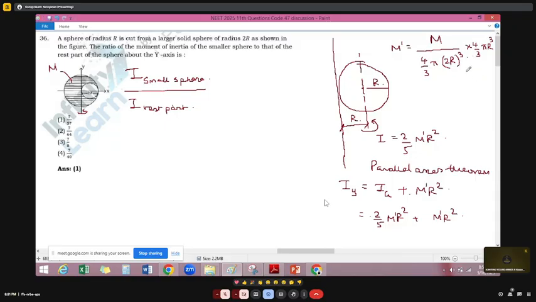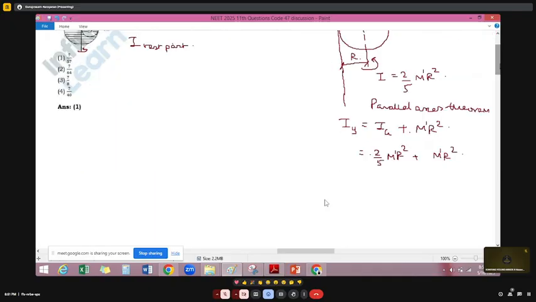Okay, so get rid of all the unwanted things. 4 by 3 pi r cube will get cancelled out. What is left is only 2 by 2 power 3, which is 8. That means M dash is nothing but M by 8. So 2 by 5 M by 8 r squared plus M by 8 r squared. Maybe I could have taken this out commonly. So it will become 2 by 5 plus 1, which is 5 plus 2, 7 by 5. So 7 by 5 M by 8 r squared.